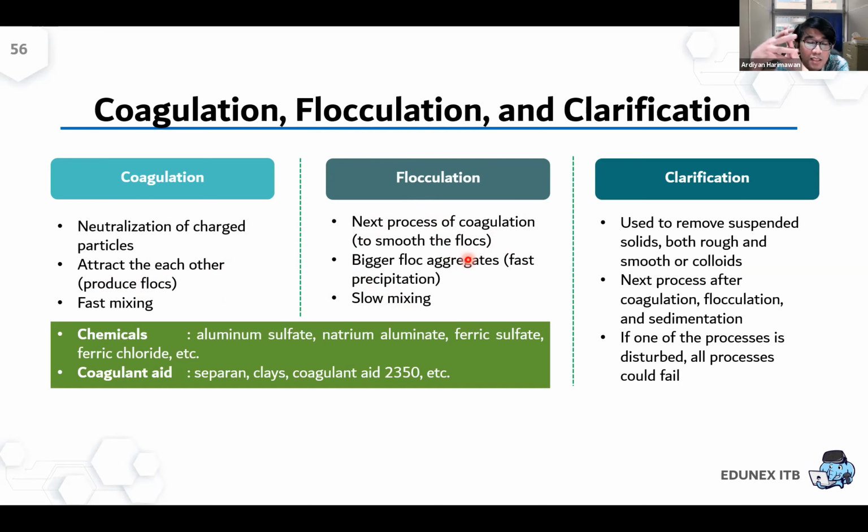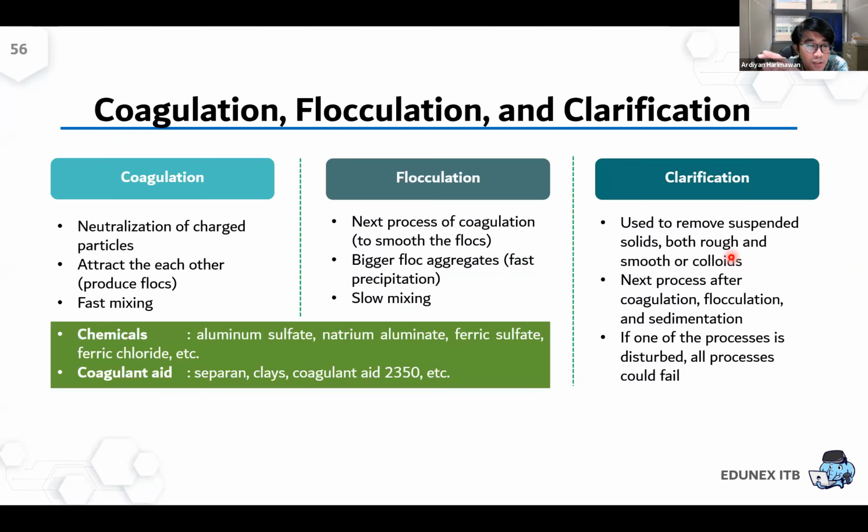The mixing is much slower than the first one. So this one is fast mixing in a short duration. This one is slow mixing, and the duration is quite longer. And then the next step will be clarification. This is used to remove the suspended solids, and then the water can be treated further.